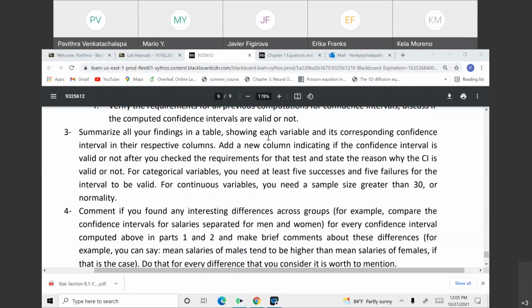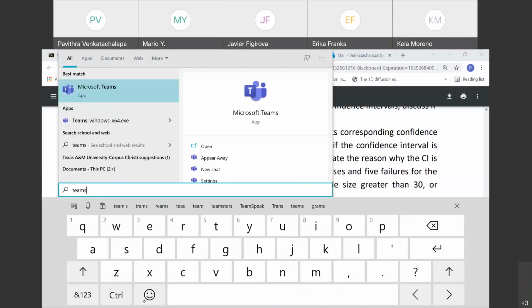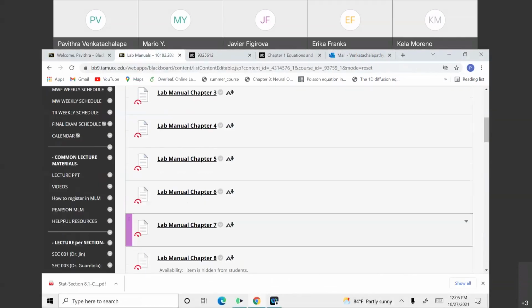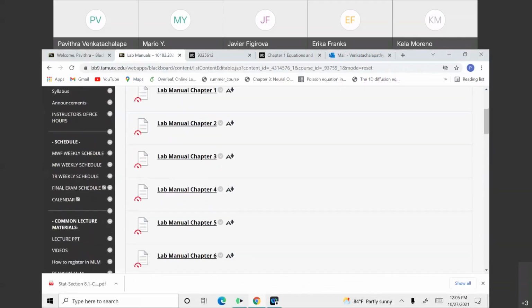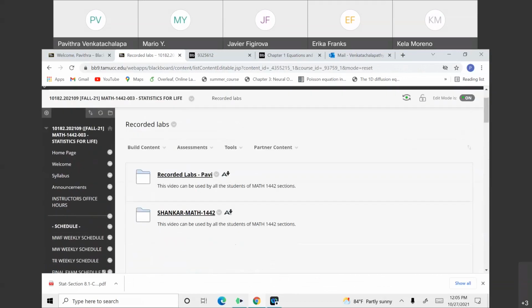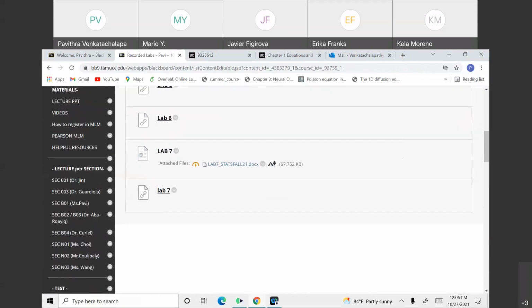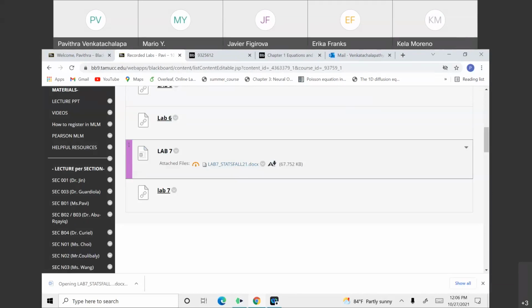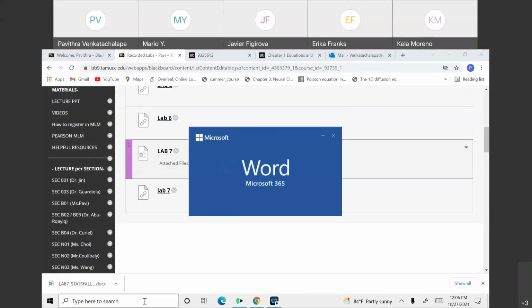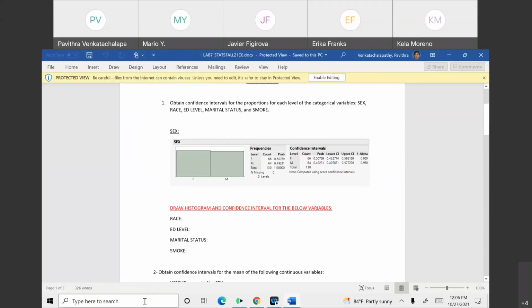So I don't want you to calculate each and every one. I posted it. You will have 2 recorded videos under recorded labs, okay, by me and another TA. So you can watch any one of them. Okay, here I have already posted this document. This is for lab 7. So it will walk you through how to do this. You can also watch the video, or you can just go through this.